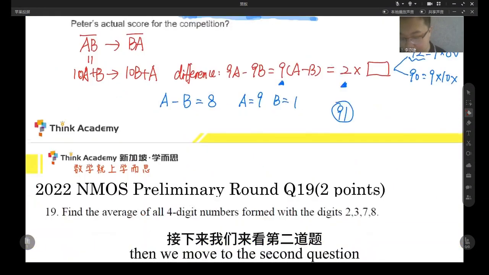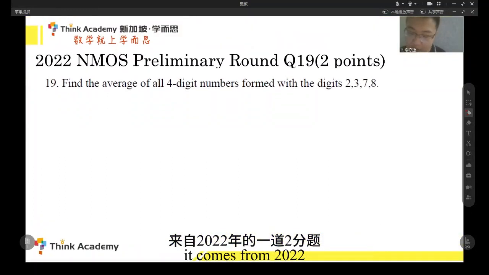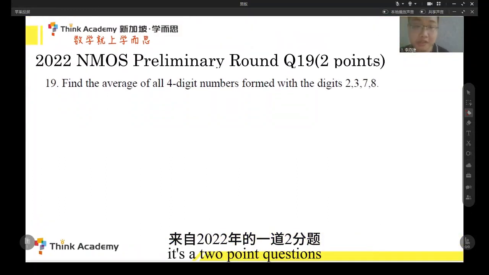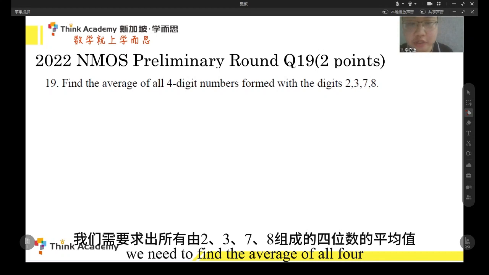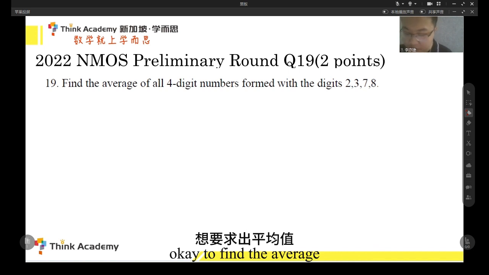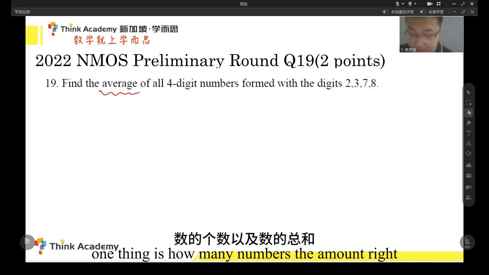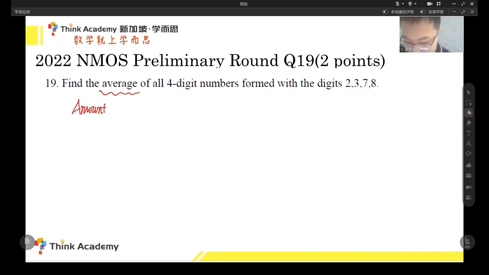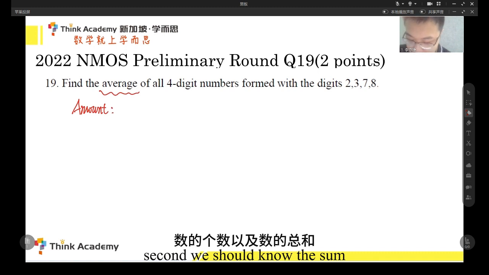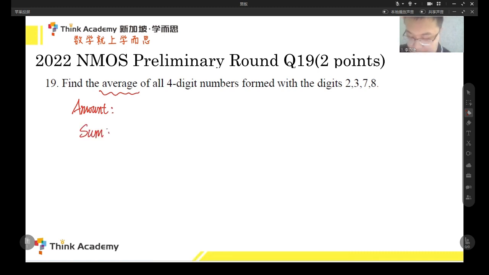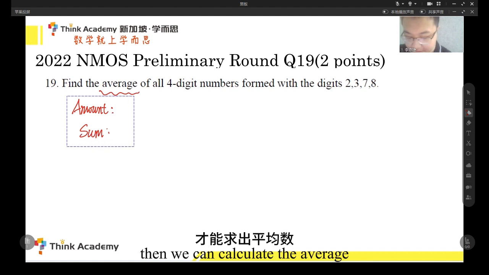Then we move to the second question. It comes to 2022. It's a 2-point question. We need to find the average of all 4-digit numbers formed with 2, 3, 7, and 8. Okay, to find the average, we need to know two things. One thing is how many numbers the amount is, right? Second, we should know the sum. Then we can calculate the average.